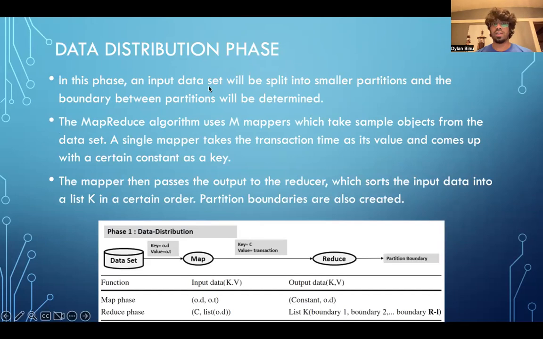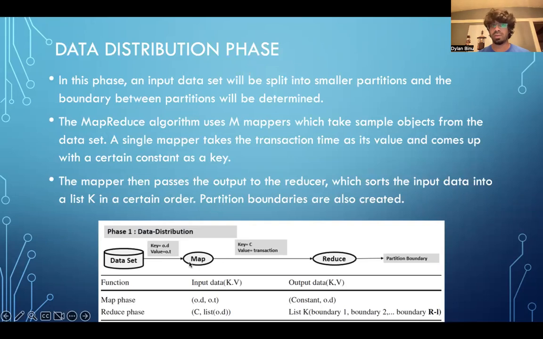In this phase, an input data set will be split into smaller partitions, and the boundary between the partitions will be determined. So you will have an entire data set. Once you get it into this phase, it's going to be partitioned into smaller pieces and hopefully equivalent pieces. The MapReduce algorithm uses a certain number of mappers which take sample objects from the data set. So right here, you will see we have a data set. It goes into the mappers.